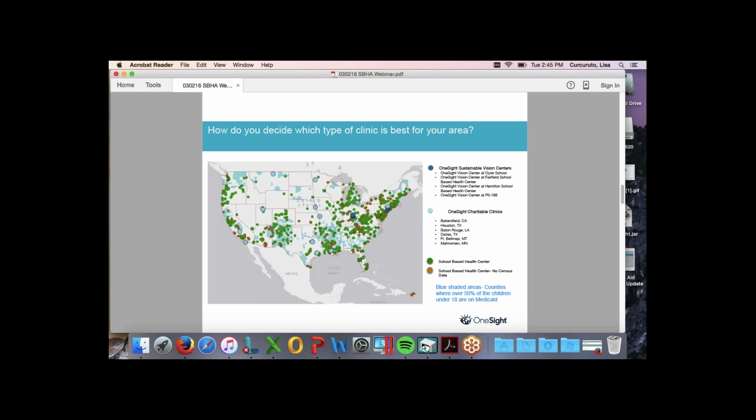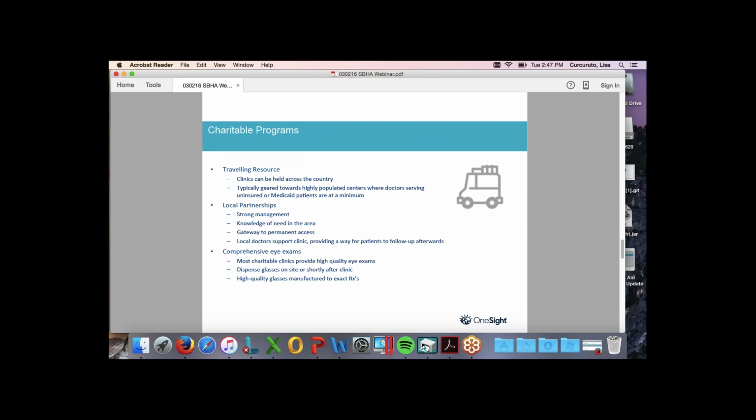Charitable models are typically a traveling resource that can provide free glasses to students in need. These models are more likely to show up in highly populated centers where doctors serving uninsured or Medicaid patients are at a minimum and children cannot be seen. Many times these clinics will show up at schools or in common areas and schedule appointments up to 5 months in advance. On that map that I showed you, anything that's in light blue was a one-site charitable clinic for 2016. I believe there was about 15.